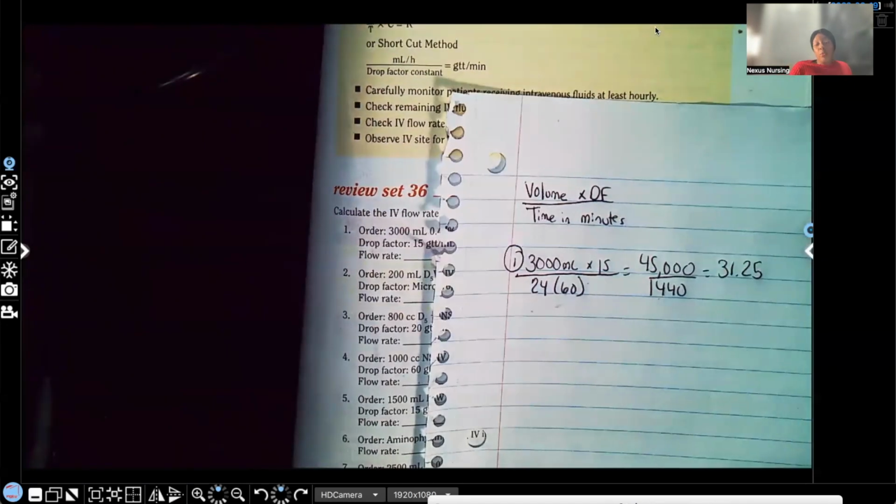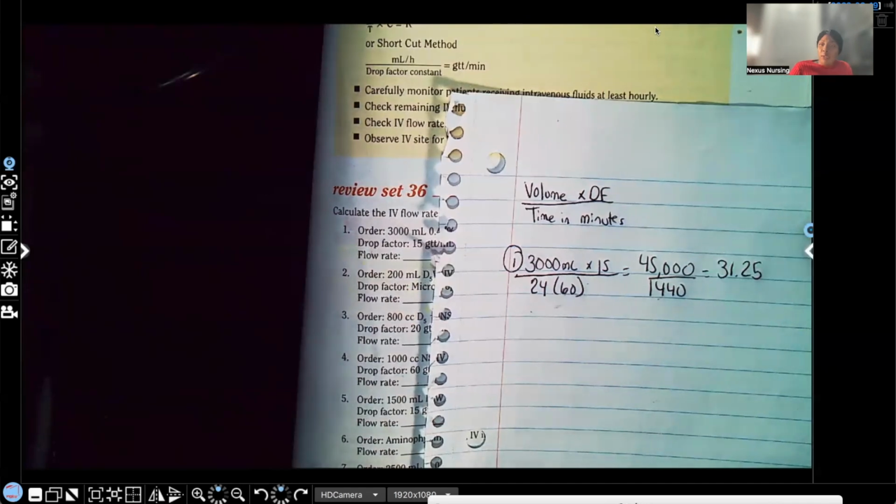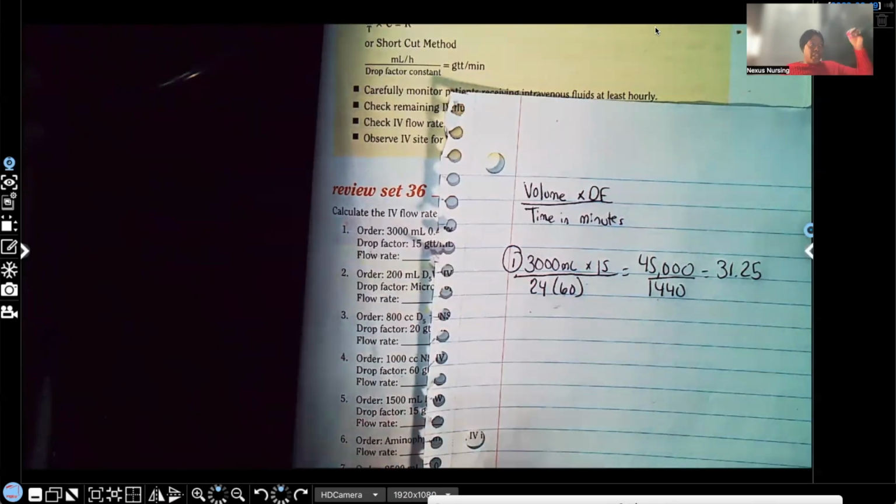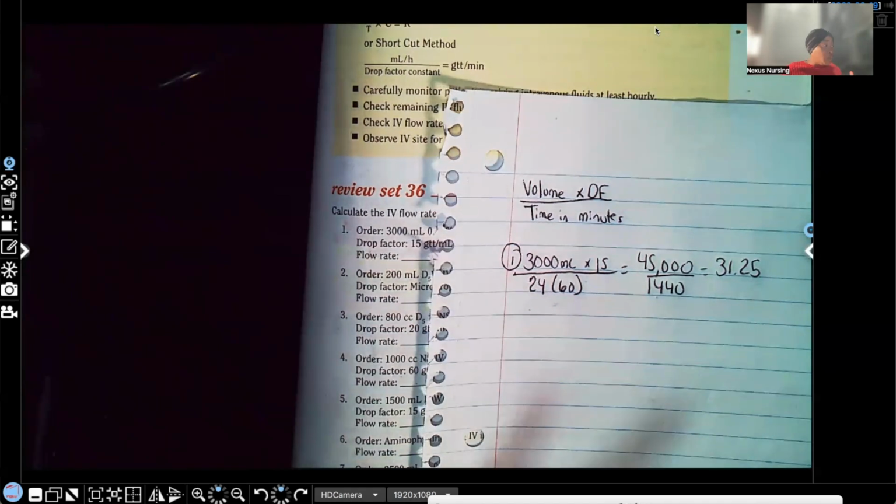So is 31.25 our answer? Absolutely not. Remember, guys, we're talking about flow rate. I want you to think about the IV that's dripping into a patient. Drop, drop, drop, drop. You can give 1, you can give 2, you can give 200, you can give 250. You can't give 2.5. Think of a raindrop. Can you split a raindrop into a tenth or 100? It's 1 raindrop or 2 or 3. It's going to be a whole number.